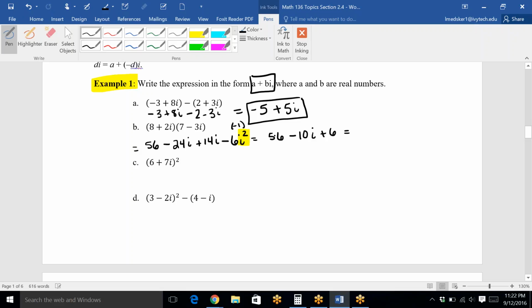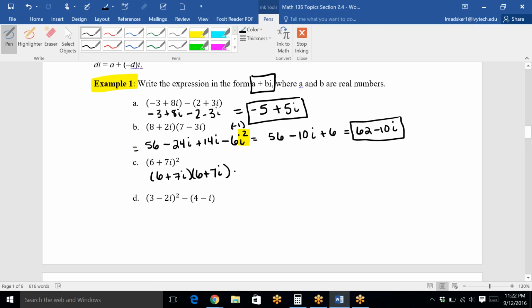So I still have one more step. 56 plus 6 is 62 minus my 10i. So there's my final answer there. This squaring one, you have to write it twice and FOIL, so it's very similar to part B.